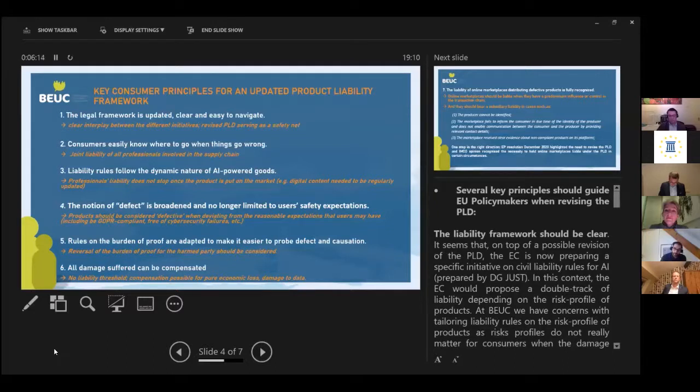And in this regard, the reversal of the burden of proof should be further considered, as well as the damages that can be compensated. I think here we consider that there should not be liability thresholds. And the compensation could also be extended not only to pure economic loss, but also to damage to data, for example.